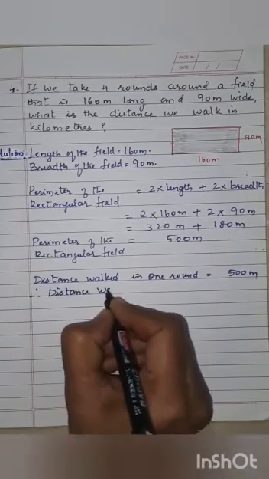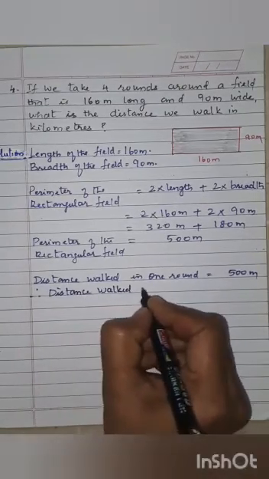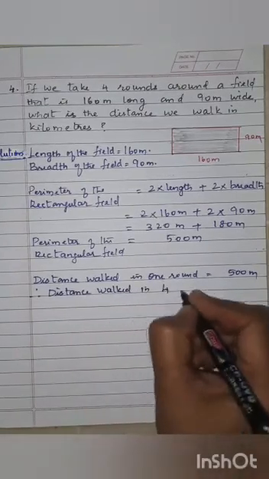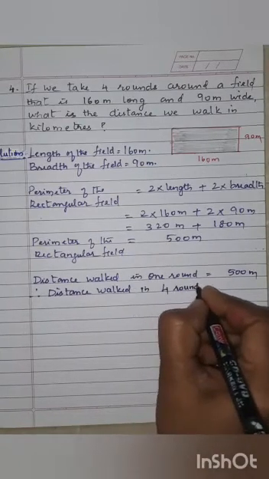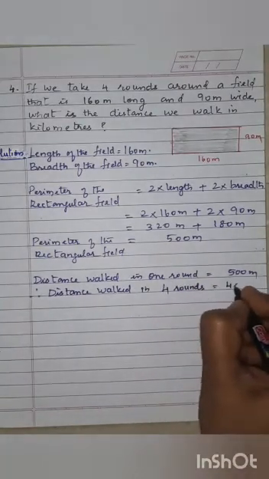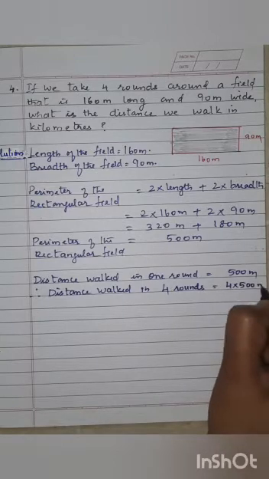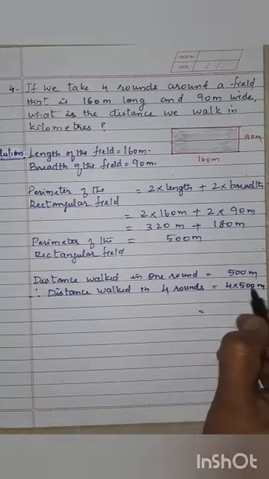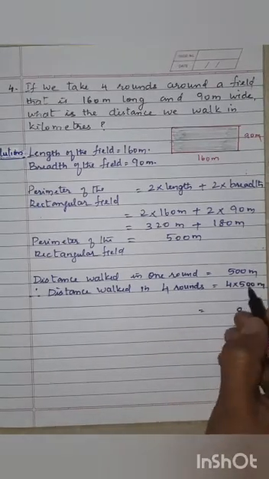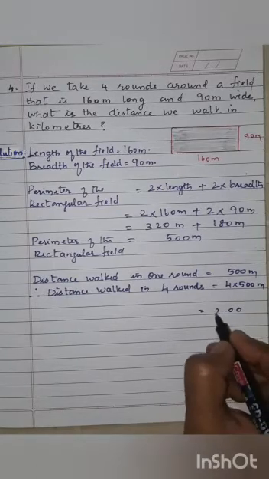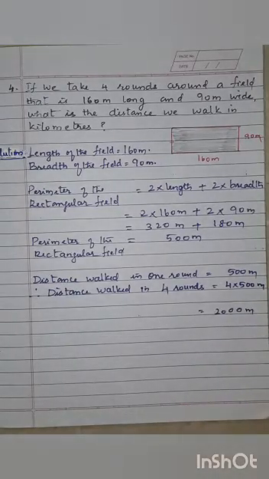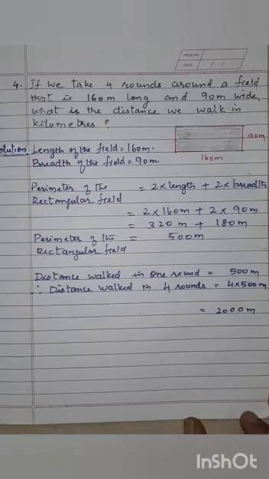Therefore, distance walked in 4 rounds. So 4 rounds means what, children? It is 4 multiplied by 500 meters. So what will we get? 4 zeros is 0, 4 zeros is 0, 4 5s is 20. So how much are we getting here? 2000 meters we are getting.